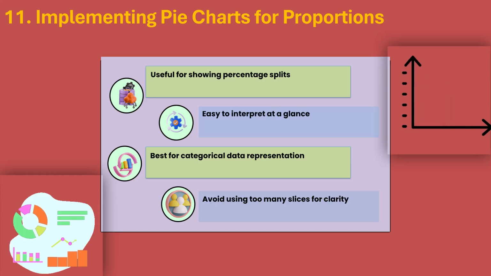Pie charts, classic, simple, and incredibly effective. They're the go-to for representing proportions, giving us an instant view of how things break down. But beware of too many slices, it's a pie, not a pizza buffet. Keep it clean, and your audience will thank you for the digestible data.